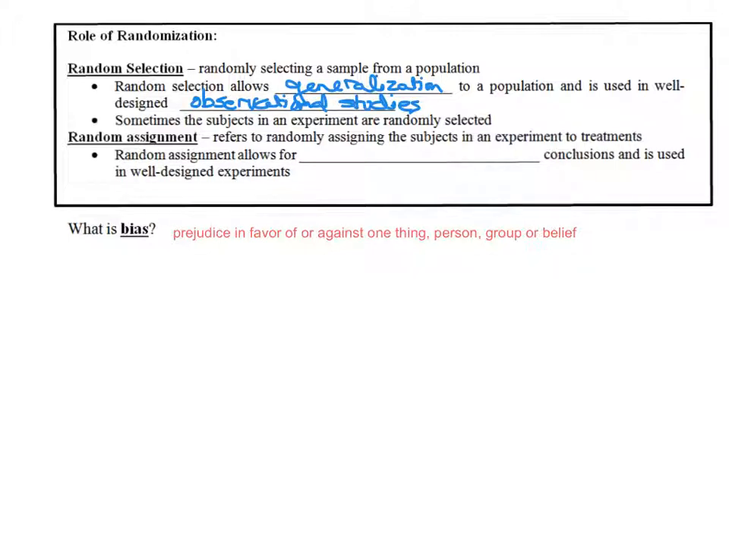Sometimes the subjects in an experiment are randomly selected, but mostly we're going to use this random selection when we're talking about observational studies such as surveys. The second type of random idea would be the random assignment. That refers to randomly assigning the subjects in an experiment to treatments. So the random assignment allows for cause and effect.